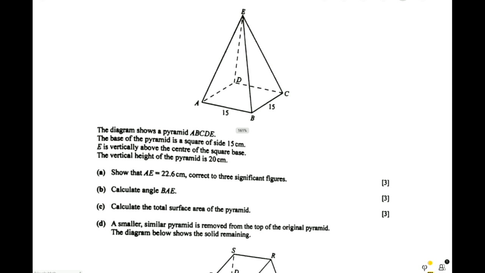Okay? So next, question number 8. Question 8. Show that AE is 22.6 correct to 3 significant figures. Where is AE? AE is here. So it's the diagonal side. The vertical height is 20. Let's draw in the vertical height.